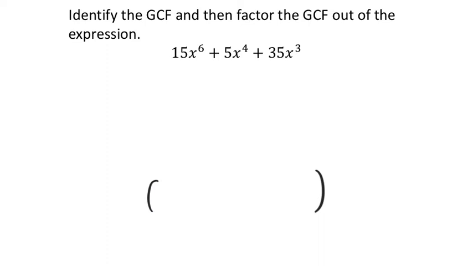So once again, I'm going to focus on just the numbers first. You don't have to. You can do the x's first. And this one, by the way, only has x's. That's going to make it convenient. That's a 5, by the way. So we have 15, 5, and 35. Again, go through your divisibility rules. You can factor out 5.